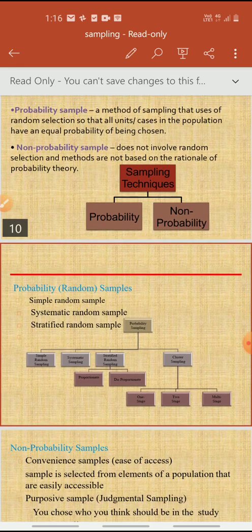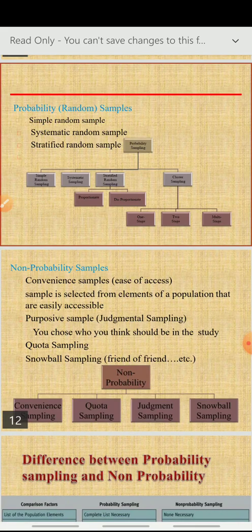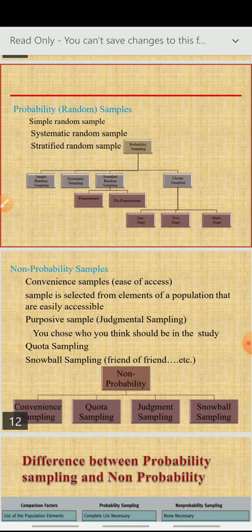Probability sampling is further divided into four types. The very first is simple random sampling, second is systematic sampling, third is stratified sampling, and fourth is cluster sampling. Stratified random sampling is further classified into proportionate and disproportionate. Cluster sampling is further classified as one stage, two stage, and multi stage.